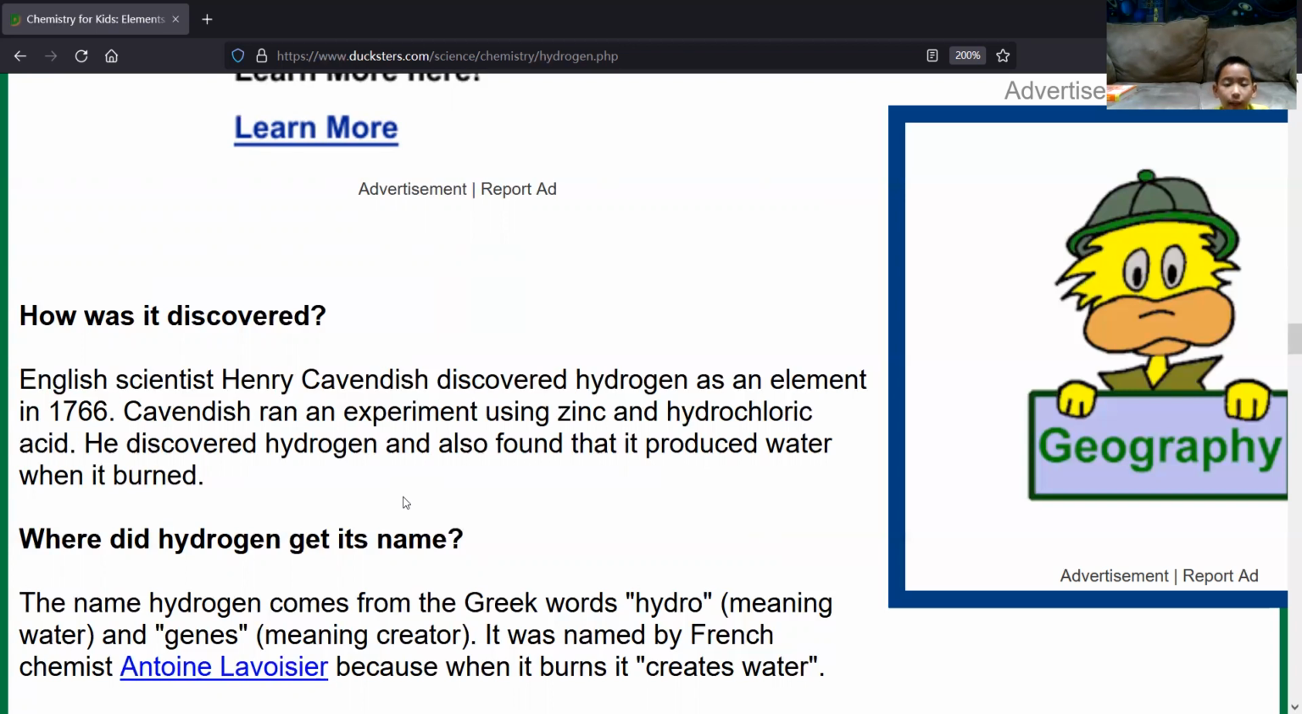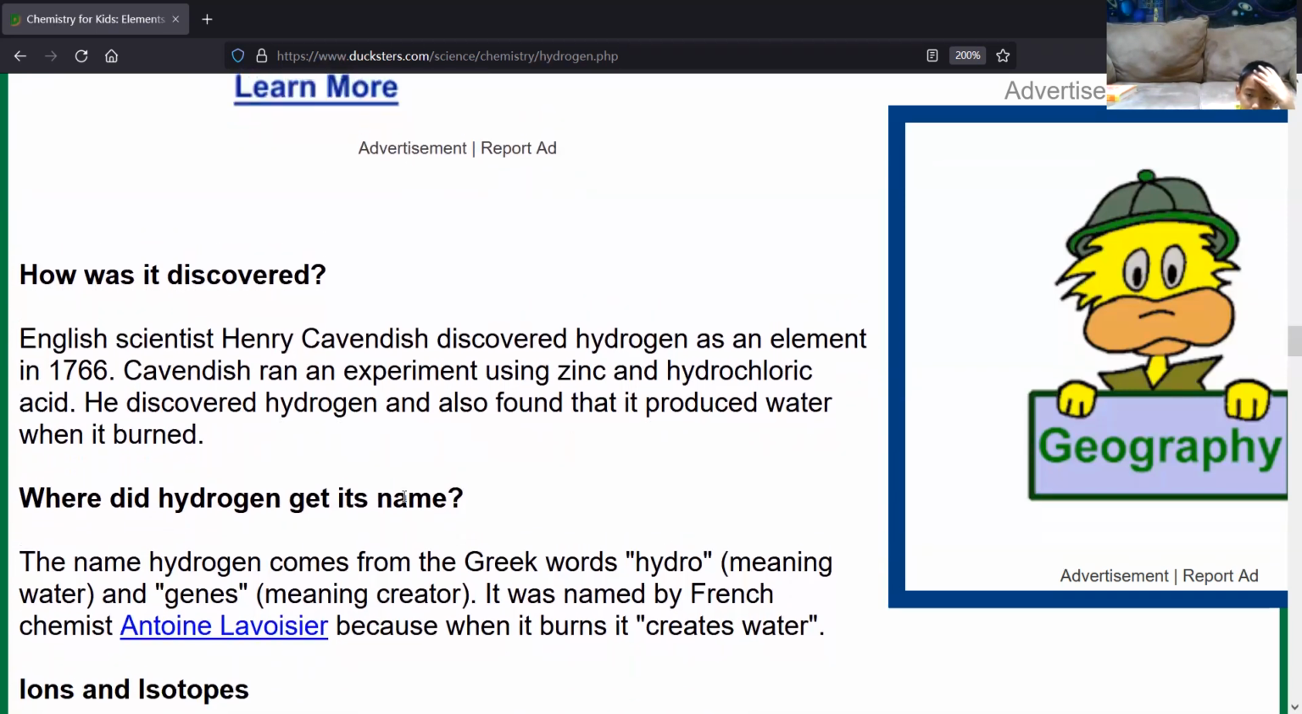Where did hydrogen get its name? The name hydrogen comes from the Greek words hydro, meaning water, and genes, meaning creator. It was named by French chemist Antoine Lavoisier because when it burned, it creates water.